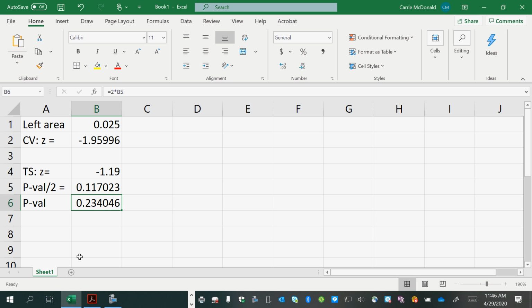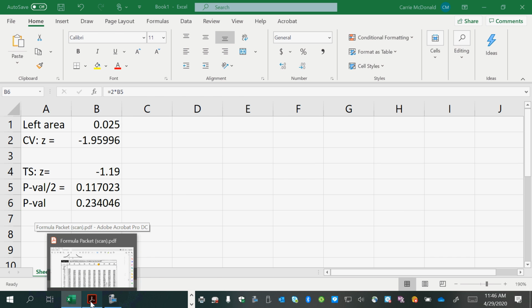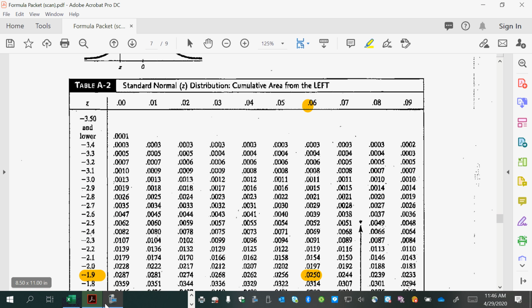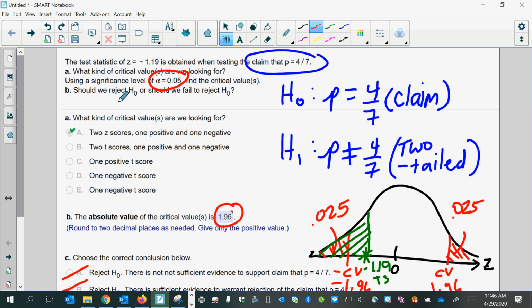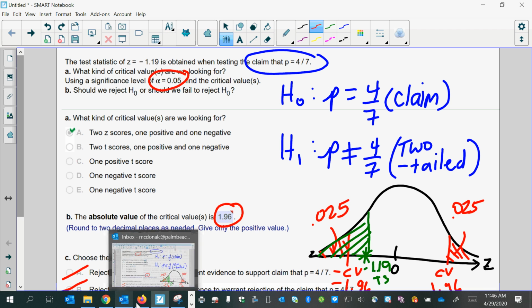And notice that the p-value is not less than our significance level alpha. Alpha was given to be 0.05. And if the p-value is less than the area in the red, then we will reject the null hypothesis. Otherwise, we fail to reject the null hypothesis.